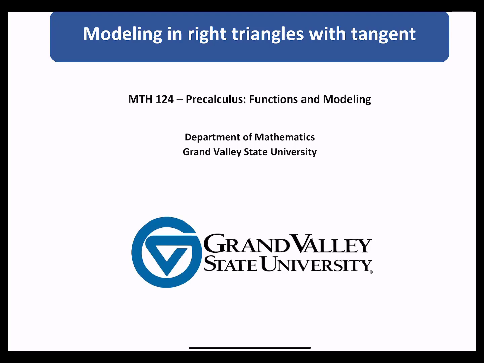Previously, we viewed the tangent function from the perspective that the tangent of theta equals the sine of theta divided by the cosine of theta, and we used that ratio to explore the properties of the tangent graph. In this video, we will look at the second perspective of the tangent function, namely how it relates to the opposite sides and adjacent sides to an angle in a right triangle.